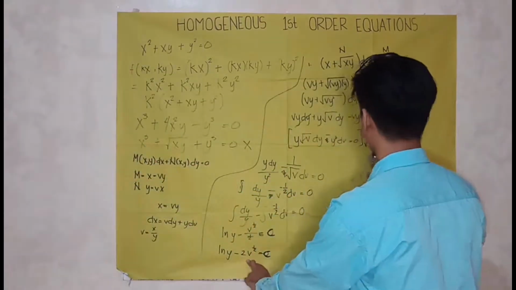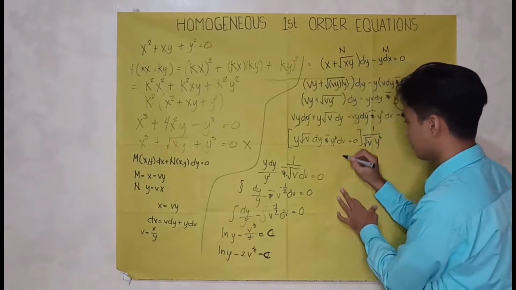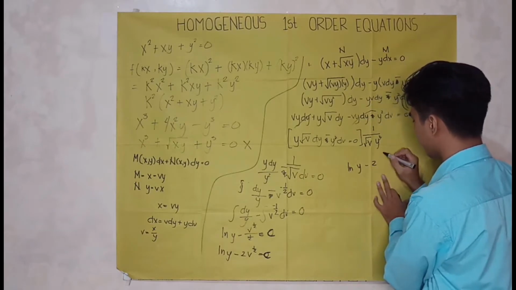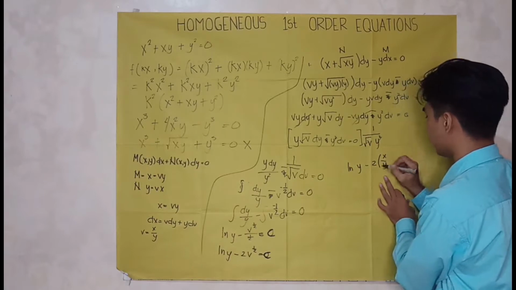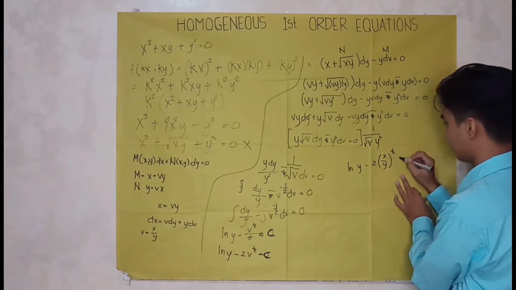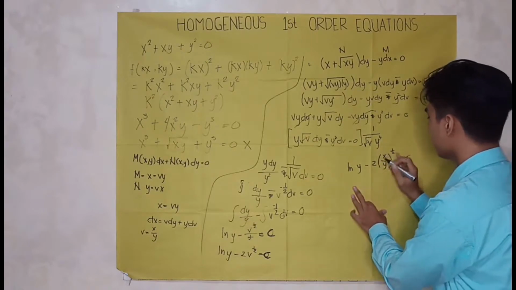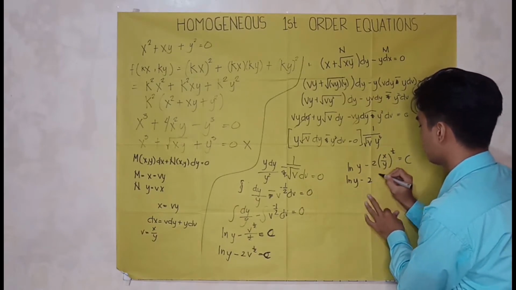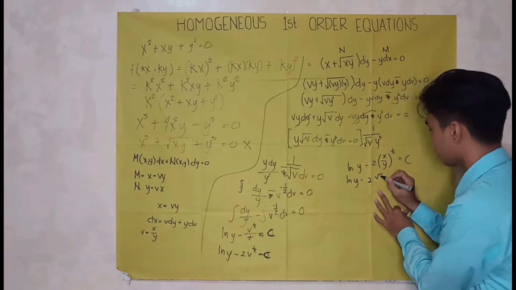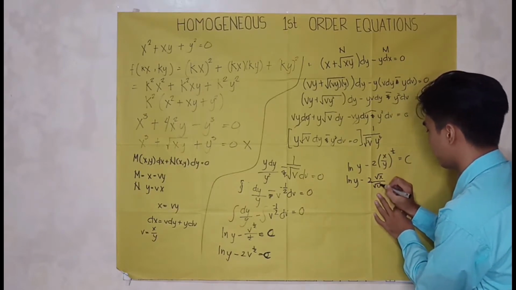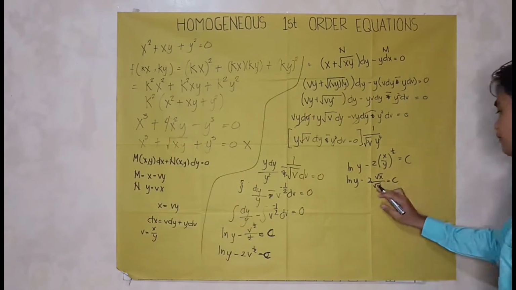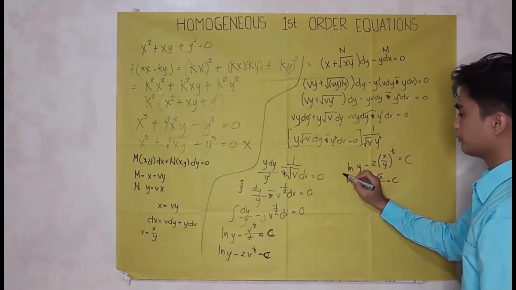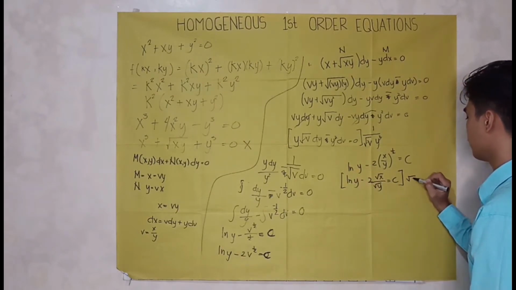Then substitute po natin yung data. So ln y minus 2 quantity x over y raised to 1 half is equals to C. So i-distribute po natin yung 1 half: ln y minus 2 quantity square root of x over square root of y is equals to C. So kailangan po nating i-multiply both sides by square root of y.